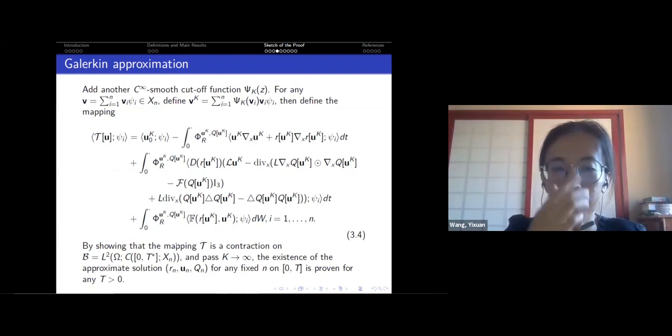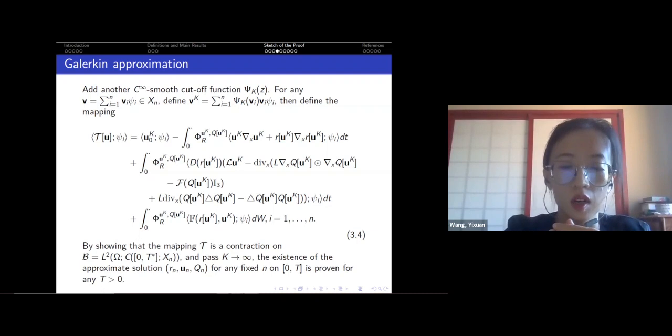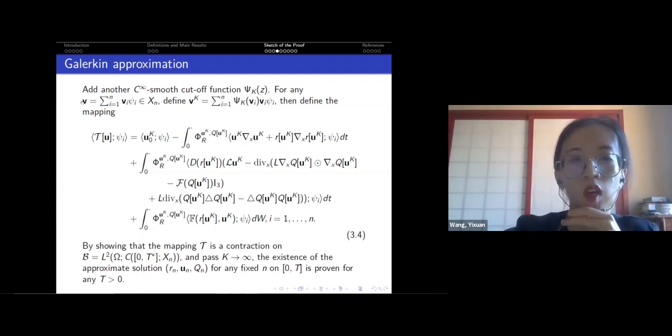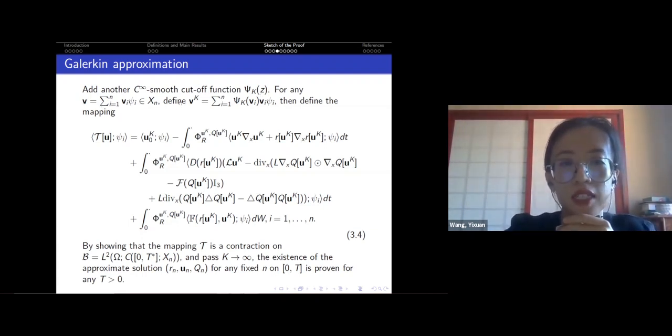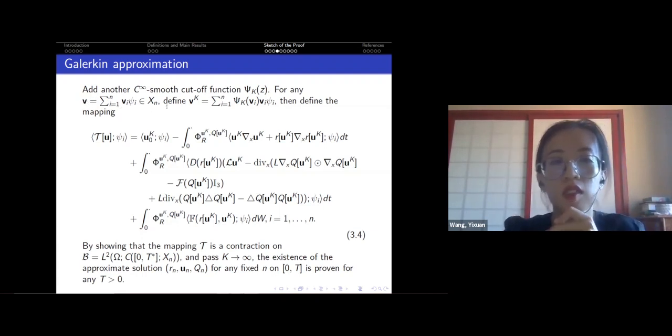Another thing to note is that, for the existence of Q, we need the norm on X_n to be bounded. So we add another cutoff function here, that's chi_K. We define V like this, so the X norm of U is bounded by capital K, and we define this mapping of U onto itself, tau, and we use this U_K.